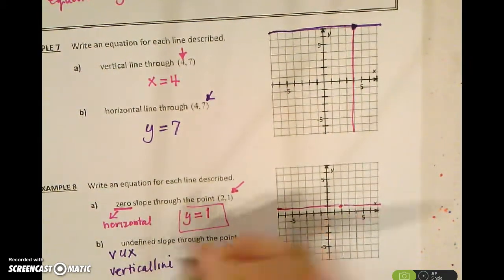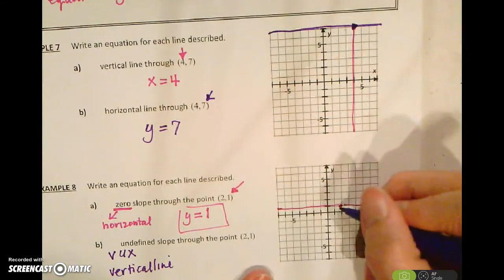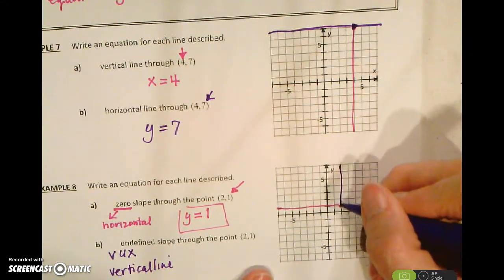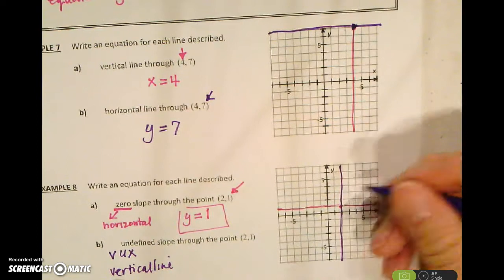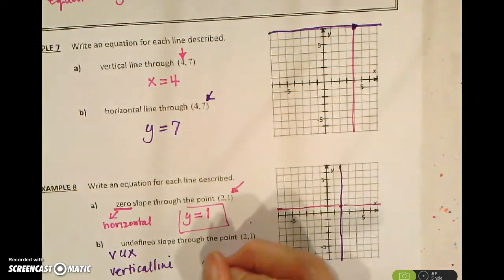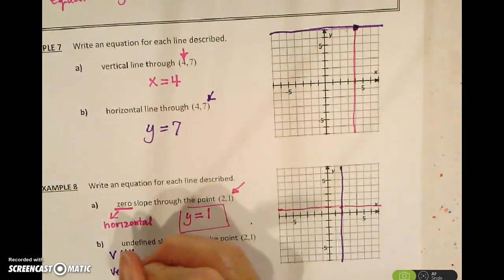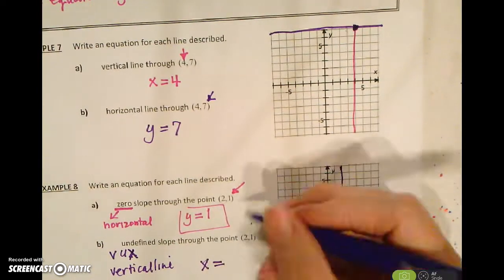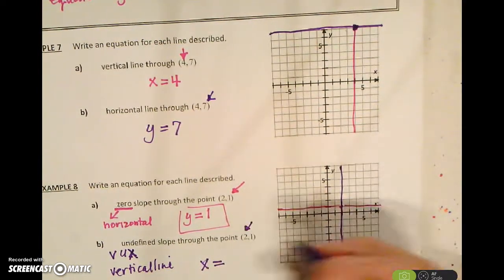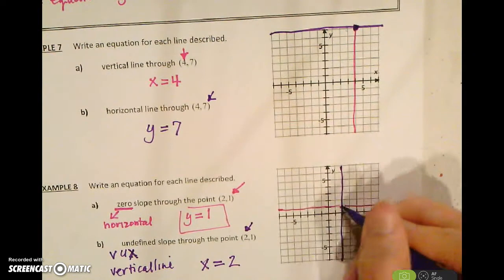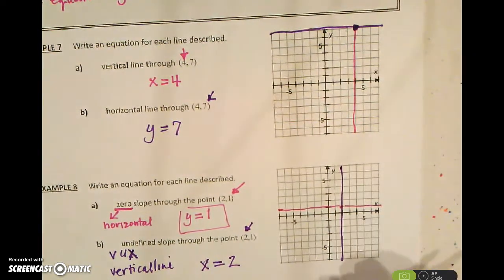So if I had to sketch it, it's going to be again through (2, 1). It's going to be a vertical line, so it's going to be this. And when I write an equation, there's your x right there. x is equal to whatever the x is in my point, which is 2. So all the x's on that line are 2.